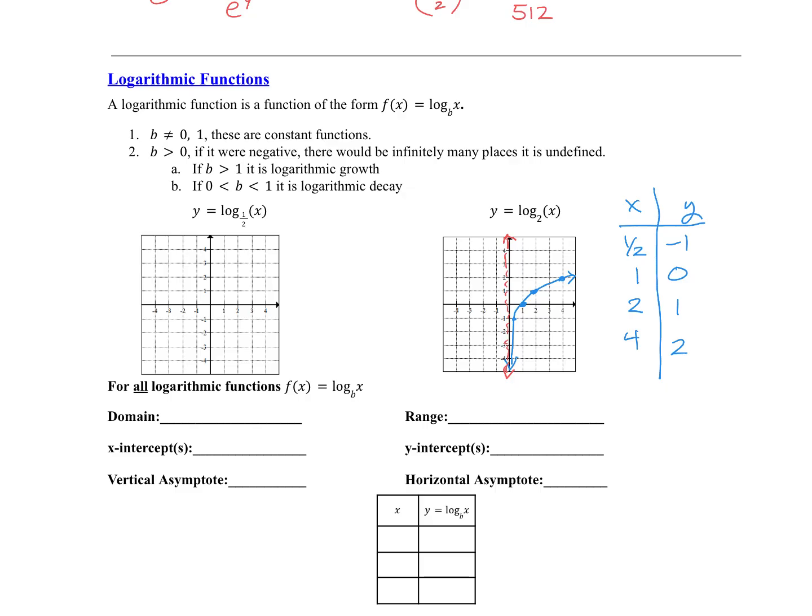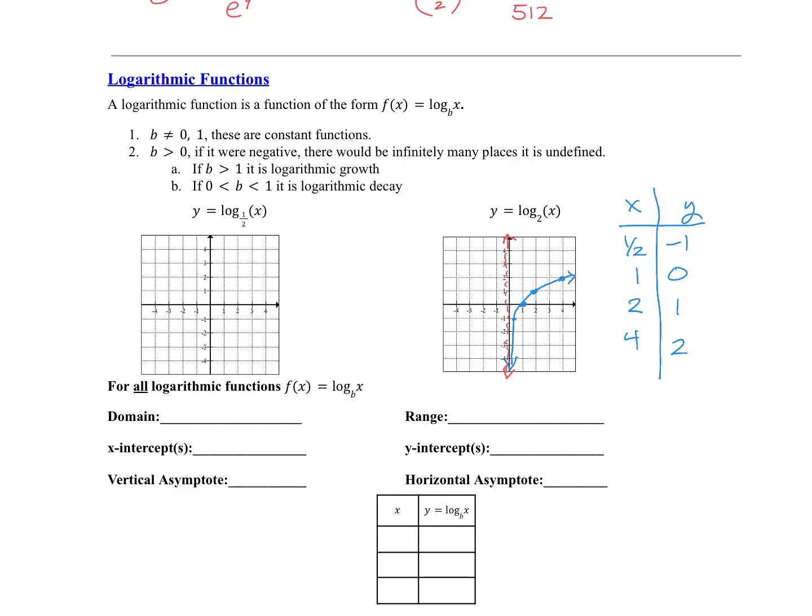So in this case, you'll notice that we have logarithmic growth. It is growing and going upwards. And if you think about it, that horizontal asymptote from the exponential function became the vertical asymptote of the log function. You will also notice that my domain and range are going to be different.